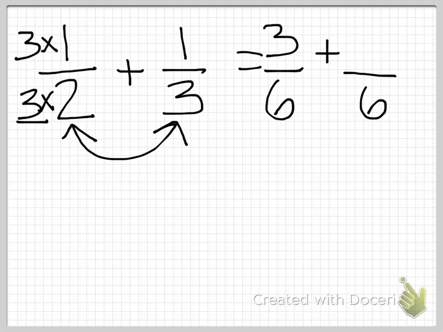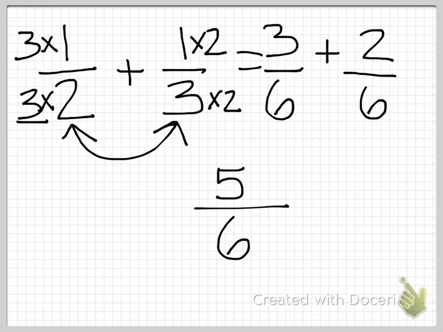Now what did we do to thirds to turn it into 6? Well, 3 times 2 was 6. So whatever happens to the denominator has to happen to the numerator. 1 times 2 is 2. So now we have a problem with common denominators. 3/6 plus 2/6 equals 3 plus 2 is 5, and then 6 is our denominator.